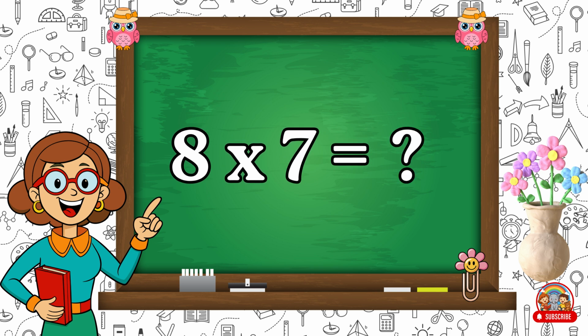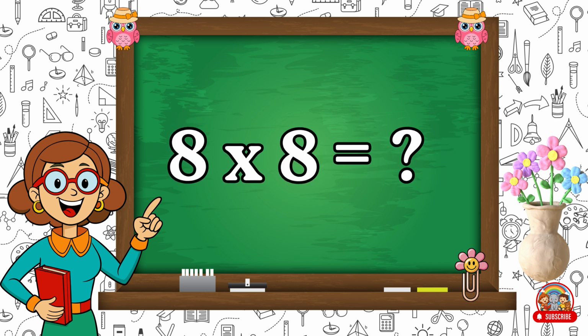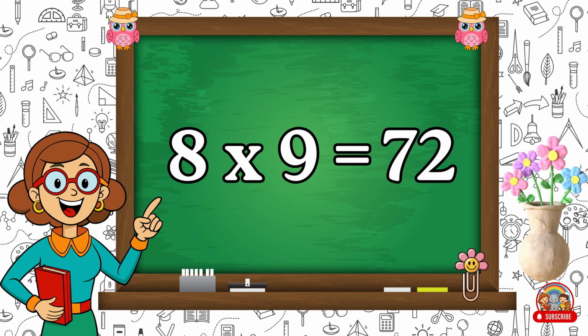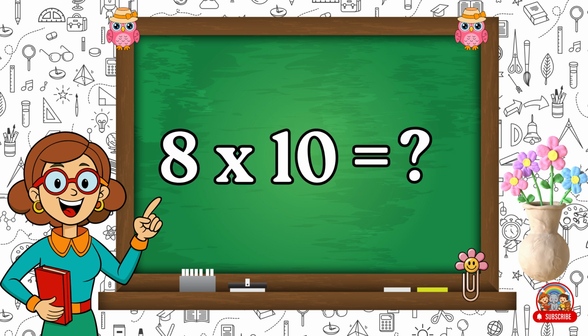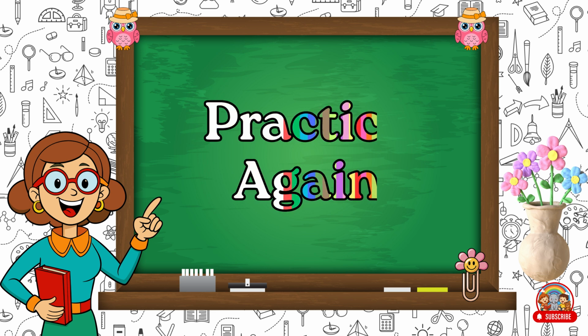8 sevens are 56. 8 eights are 64. 8 nines are 72. And last, 8 tens are 80. Now let's practice again. Choose the number and tell me the answer.